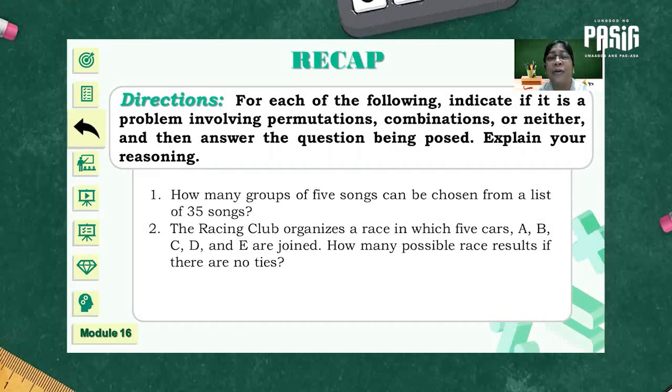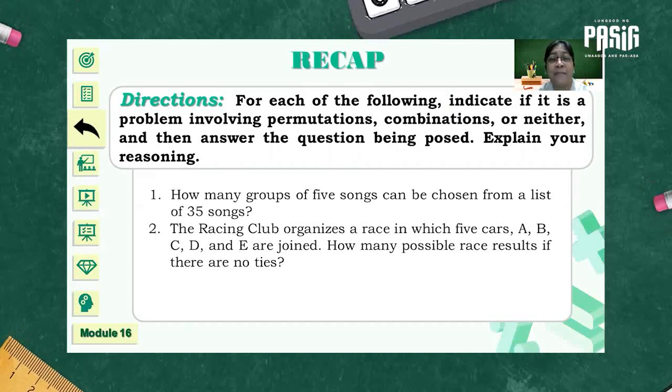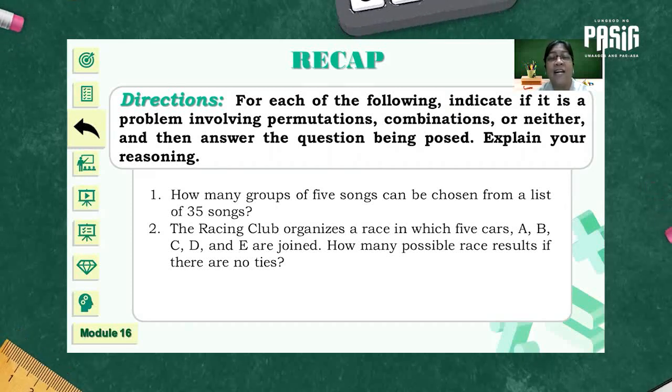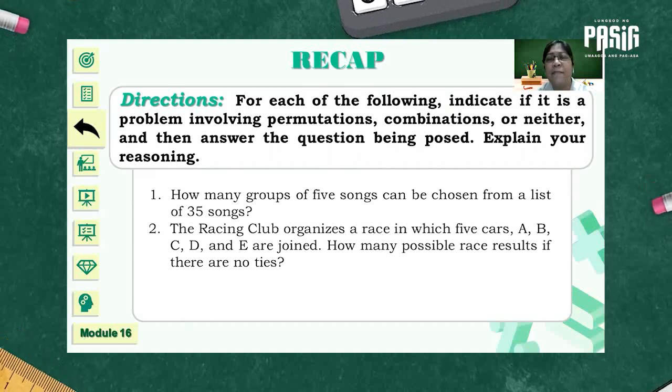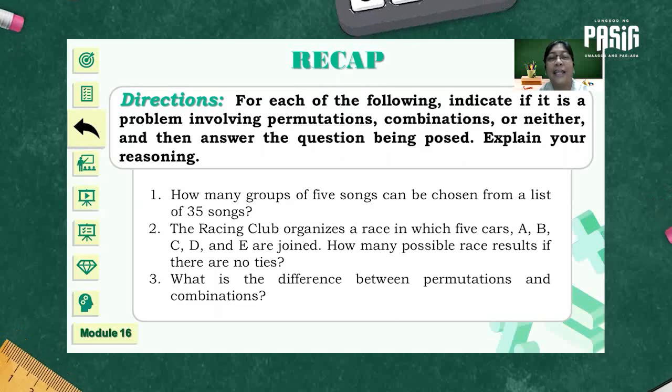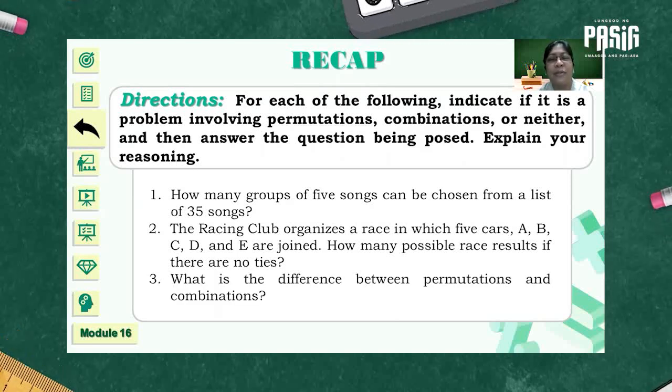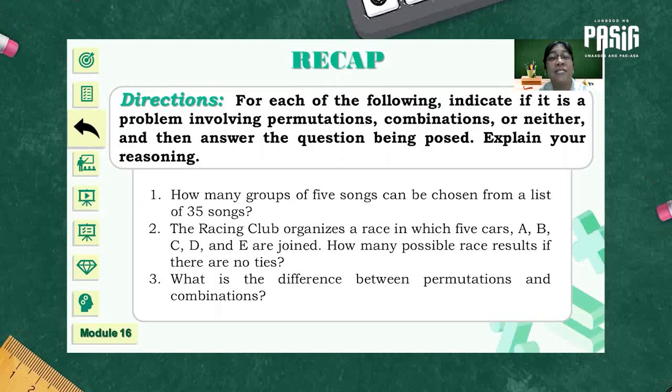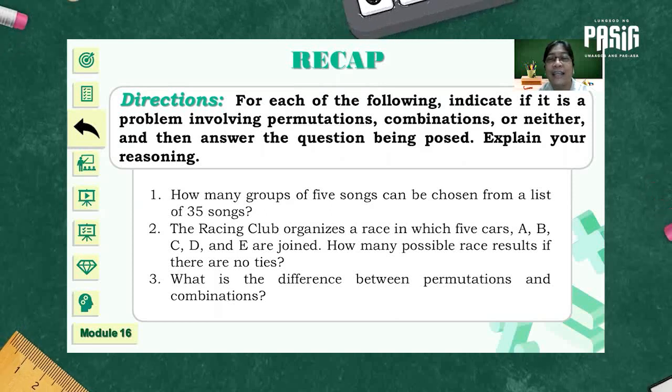The racing club organizes a race in which 5 cars, A, B, C, D, and E are joined. How many possible race results if there are no ties? And number 3, what is the difference between permutations and combinations? Let's check if your answer is correct.